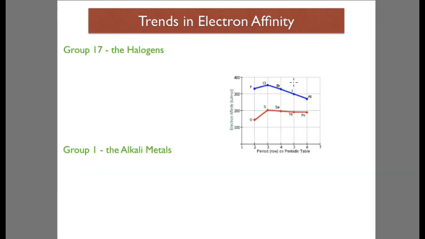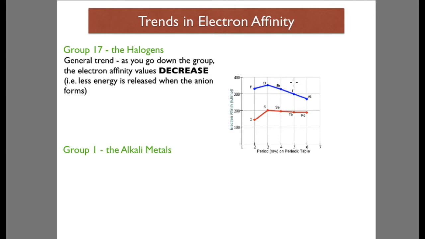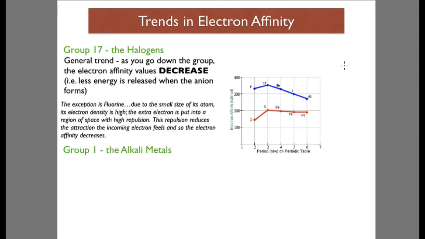Let's look at trends in electron affinity of the halogens and alkali metals. The general trend for halogens is, as you can see, they generally go down the group. The electron affinity values decrease. Less energy is released when the anion forms. The exception is fluorine. This is due to its very small size. Its electron density is high, and so the extra electron is put into a region of space with high repulsion. This repulsion reduces the attraction of the incoming electron, and so the electron affinity decreases slightly.